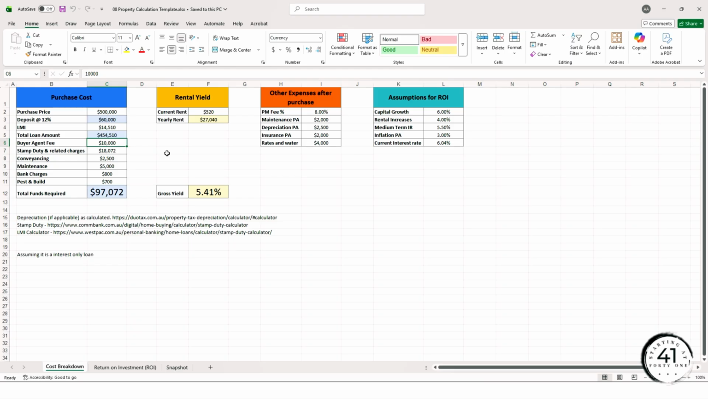Remove it or increase it based on your situation. Stamp duty is $18,000. Conveyancing is around $2,500. Maintenance, I'm assuming that it will be about $5,000. It could be zero, it could be more, but we'll come to know once we buy the property. But keep this money aside. Now, of course, there are some charges from the bank when you get a loan and the loan is disbursed. I've added that as well. And you also do pest and building inspection. Generally, it's about $700, but it may increase or decrease.